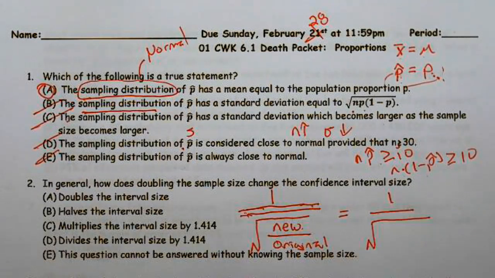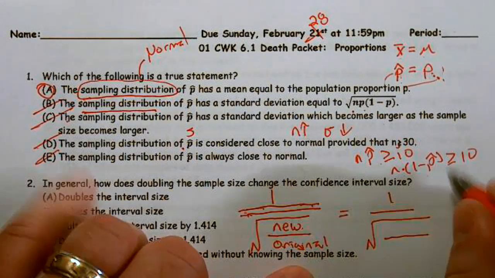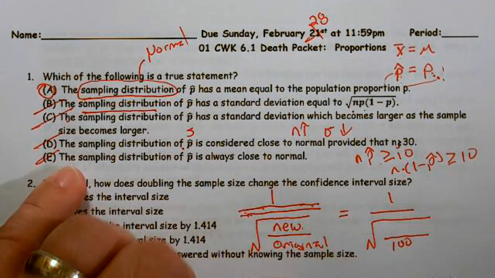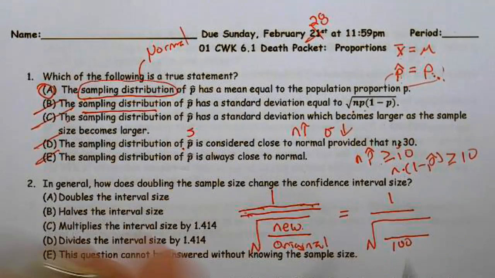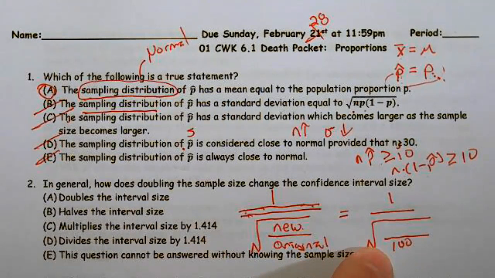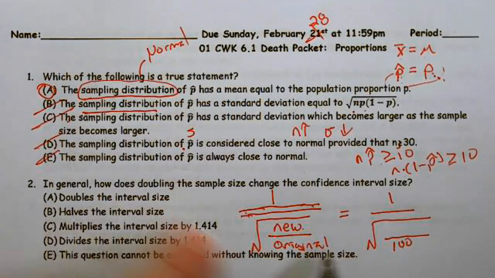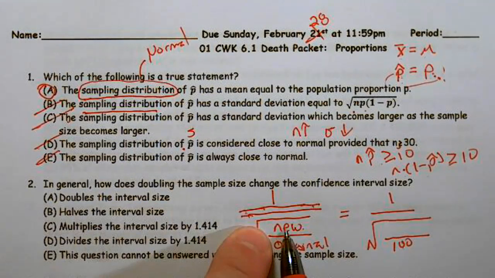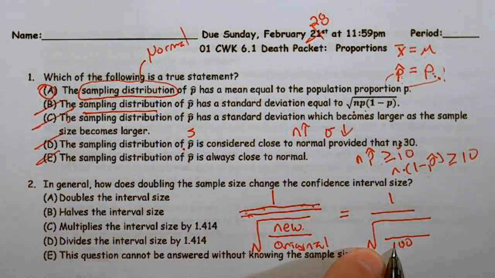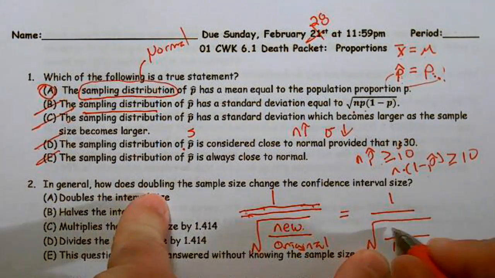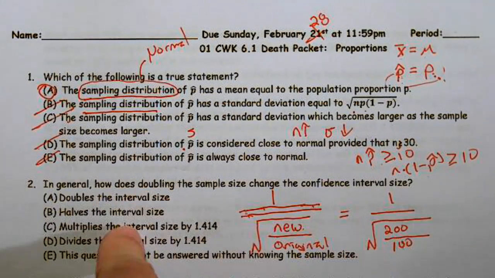And I'm just going to take a sample size and say we originally started with a sample, and I'm just going to make it up. Let's say my original sample size was 100. You could have chosen 9, 10, 1,000, a million. You choose any number you want. That's my original value. They said, how does it change if I double the sample size? Well, that means my new is going to be 100 times 2, which is 200.